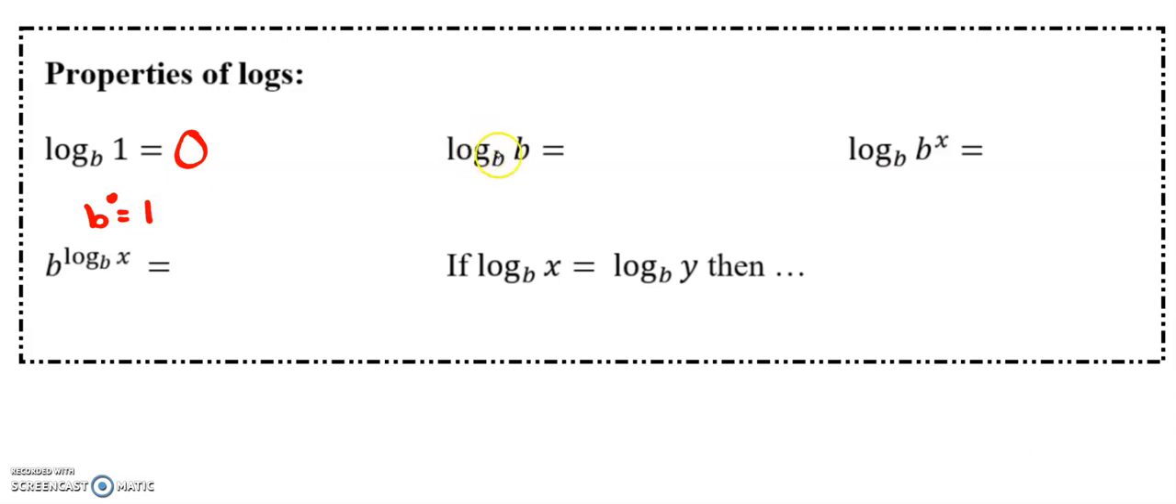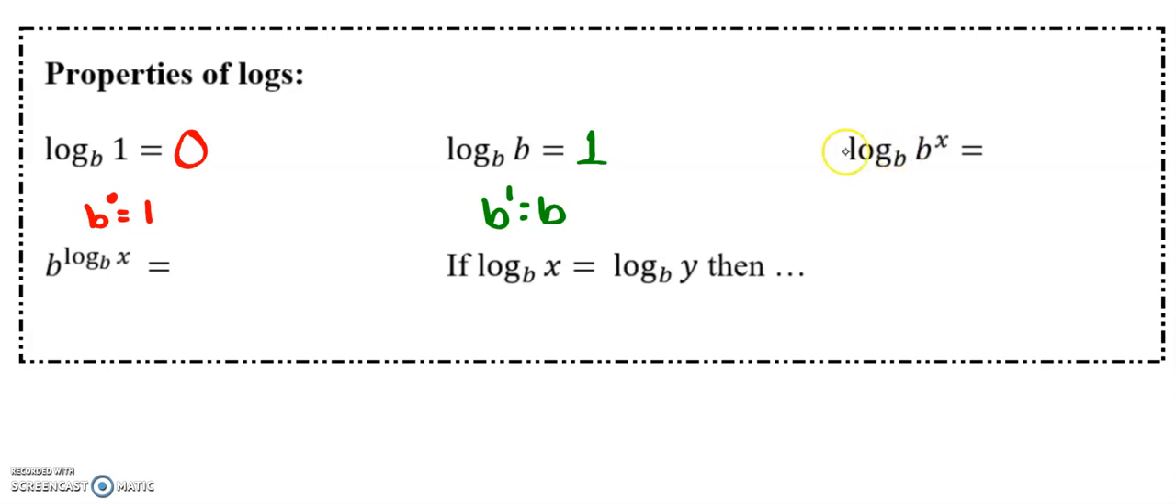This next one, log base b of b, so this might be like log base 2 of 2, log base 10 of 10, log base 4 of 4, log base 8 of 8. That's always going to be equal to 1. Because, again, if we do our rewrite, that would say b to the first power is equal to b, which is always a true statement.